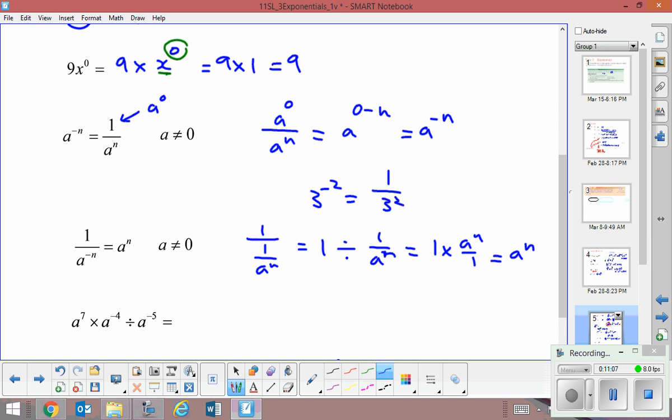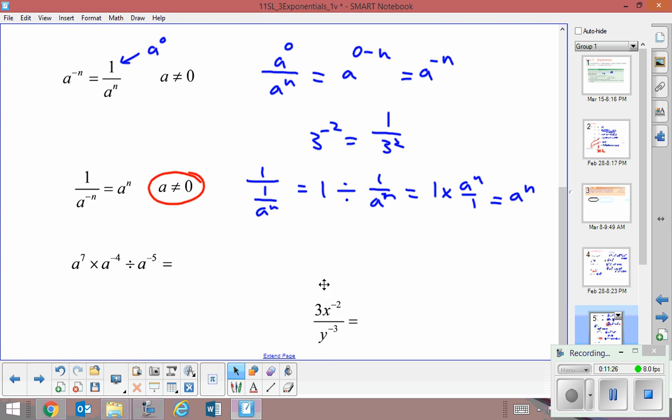All right, so some of this is basically moving the indices around. Remember your rules and apply those carefully. And of course, we always need to think about domain restrictions. We can't have a equal to 0. So let's do this example now.